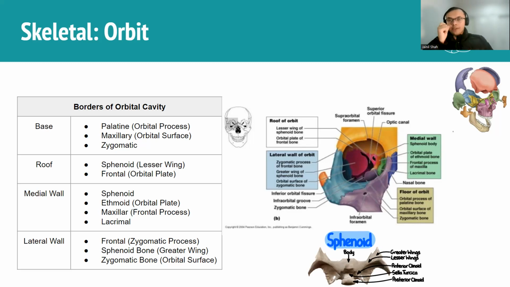Easy enough, right? And then we come to the roof of the orbit, which is two very easy bones to understand. The first one is going to be that big forehead bone, in other words, the frontal bone, and the orbital plate is the portion of it which we regard as being that superior roof.